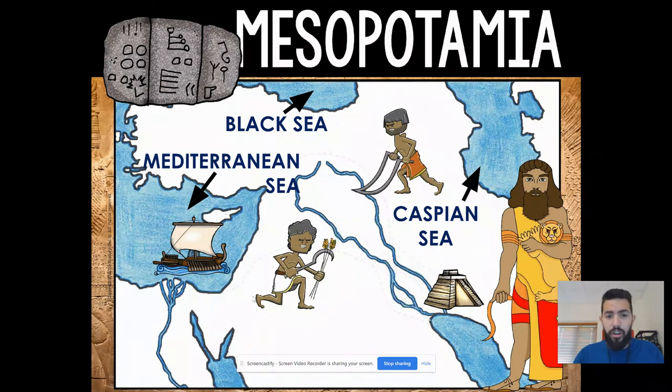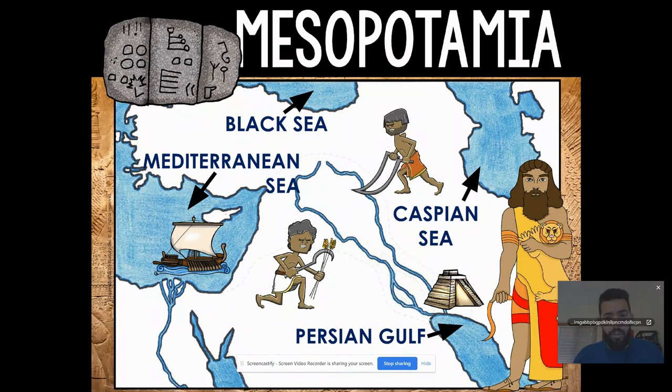Okay, so that Mediterranean Sea is going to be important. And then at the bottom, we have the Persian Gulf. This is going to connect with the Arabian Sea. It's an extension of the Arabian Sea. This is what really is going to feed into these two rivers that is going to be really important for Mesopotamia to even exist. All right.